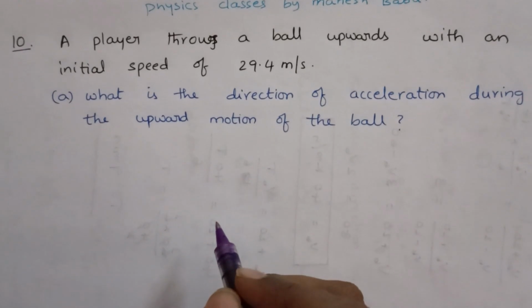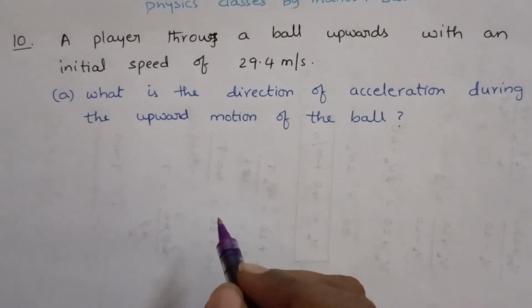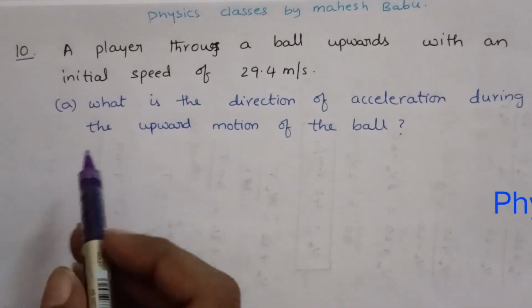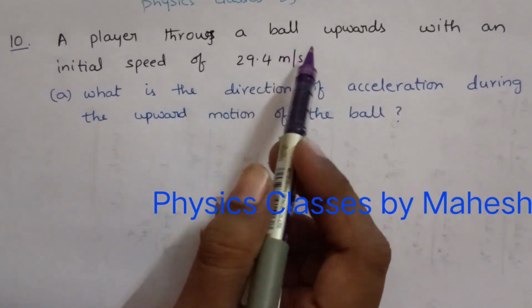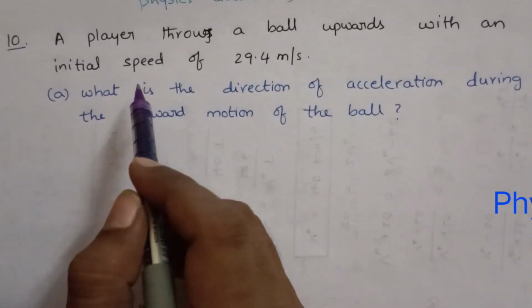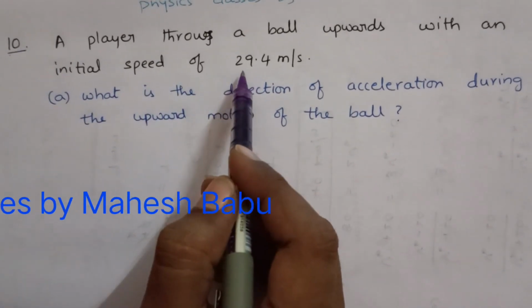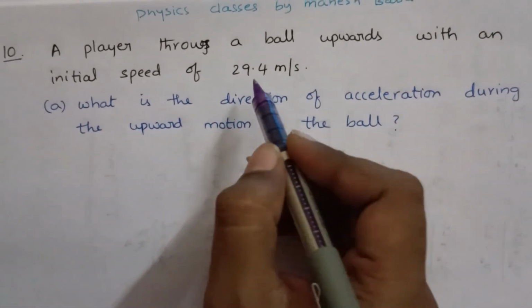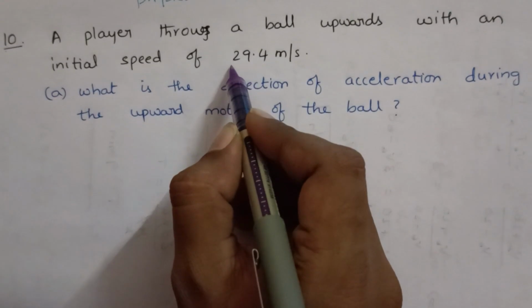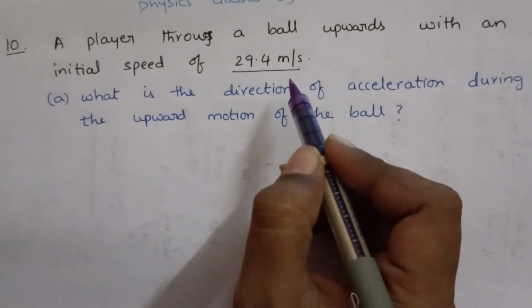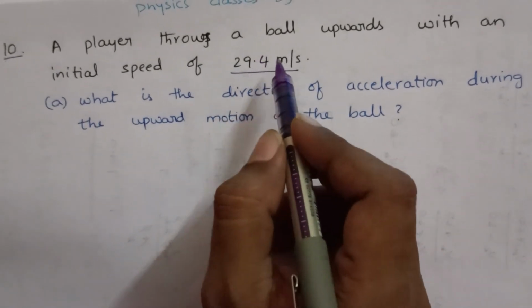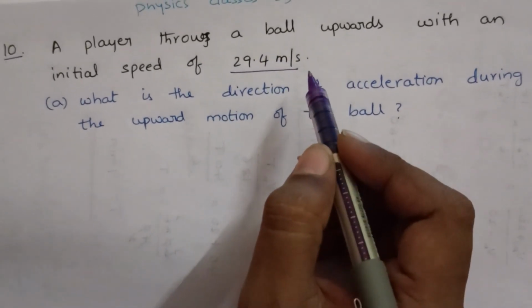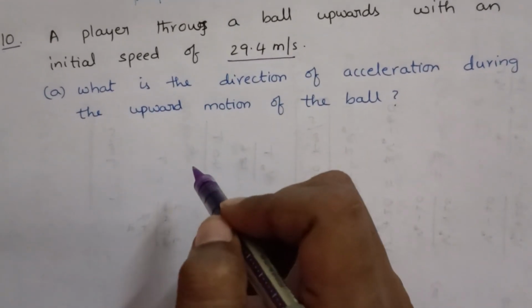Now we are discussing NCERT questions from motion in a straight line. Today we will discuss question number 10. A player throws a ball upward with an initial speed of 29.4 meters per second. With this initial velocity, the player throws the ball in the upward direction. Now four questions are given based on this.